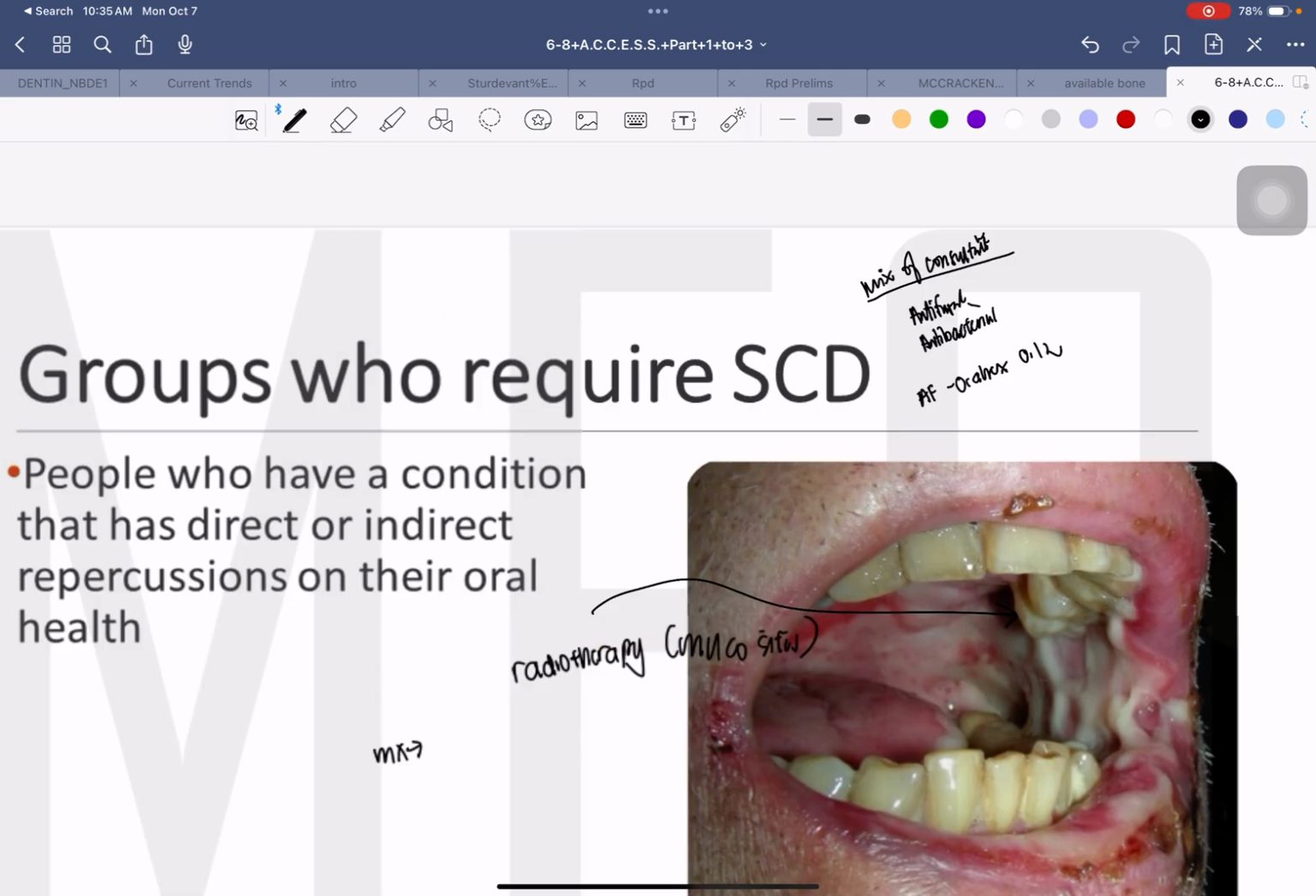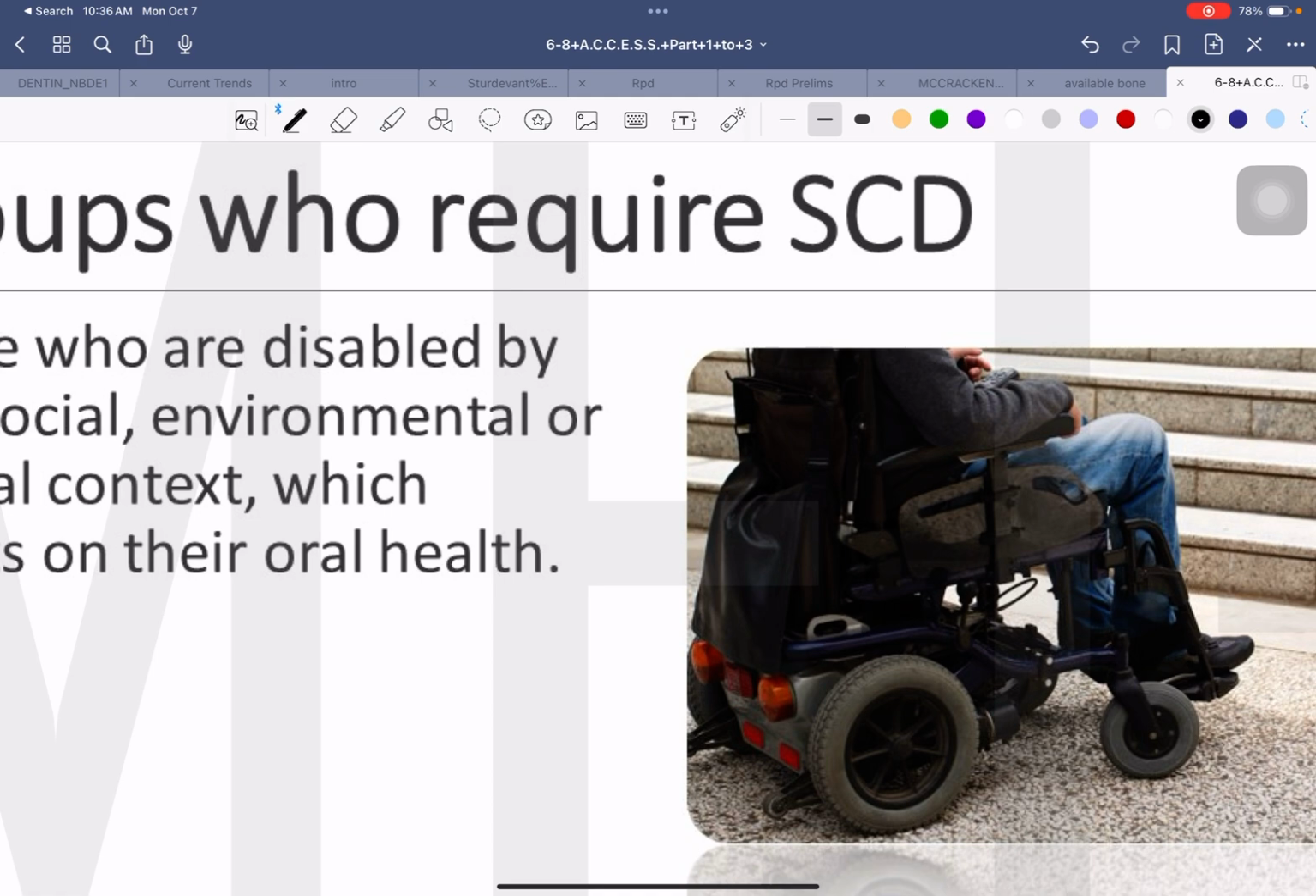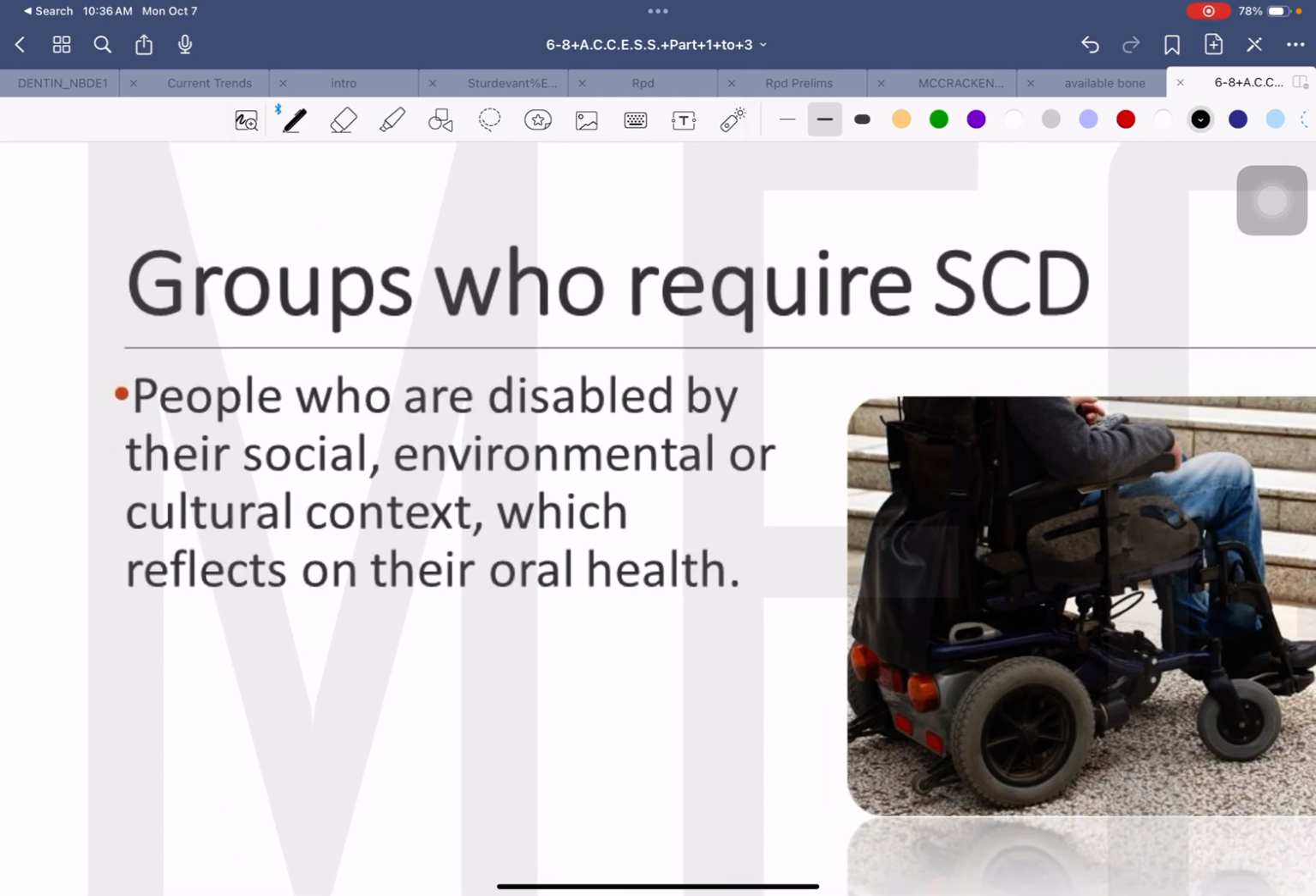Another group who require special care dentistry are those people who are disabled by their social, environmental, or cultural context, which reflects on their oral health. So this means that, as we have discussed during the year, the different stigma that a person has, especially if they are ashamed of themselves and of showing themselves to the public, or especially those patients with mental health problems, they are one of the people who really need special intervention, especially from dentists.